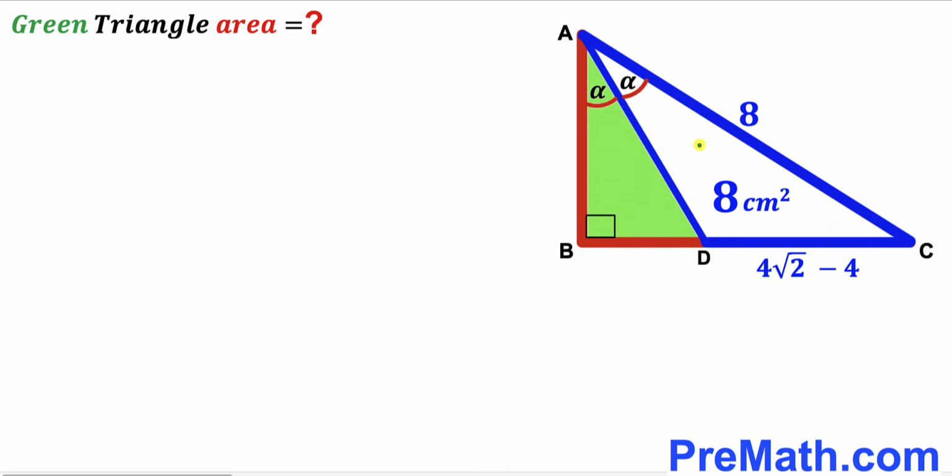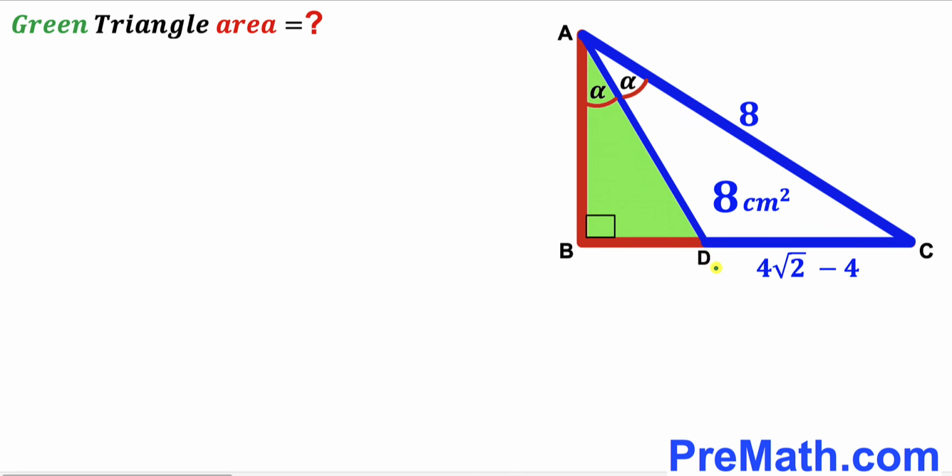In this video, we have this big right triangle ABC that consists of two triangles: this green shaded right triangle ABD and the blue triangle ADC, as you can see in the given diagram, such that AD is the angle bisector. In other words, this angle is alpha and this angle is alpha as well.